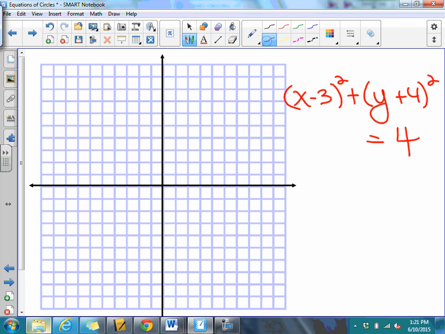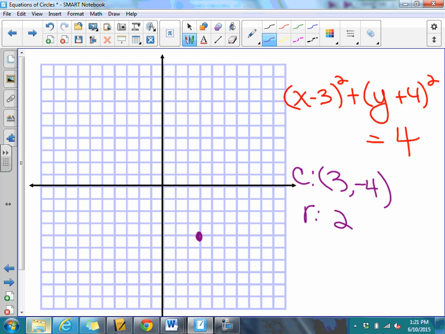So what is my center? 3, negative 4. Good, and what's my radius? 2. And now all you got to do is plot that information. So how are we going to plot it? Well, my center, I'm going to go 1, 2, 3, and down 2, 3, 4. There's my center of my circle.